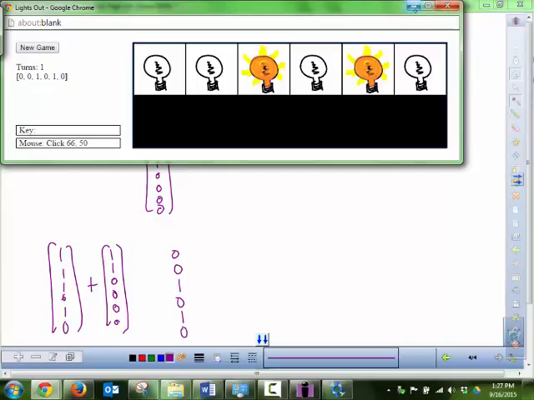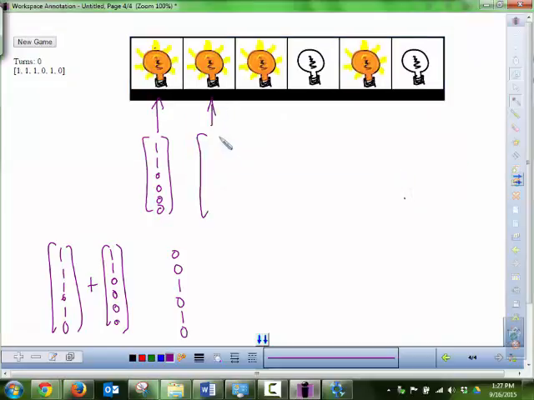Now, if we click on the second light, the first three lights will toggle. So the first three will toggle, and then everything else won't change. Whatever you click on will change, and then the ones next to it will also change. It will change between light on or light off. I can't undo this and go backwards, so let's just add it to this.